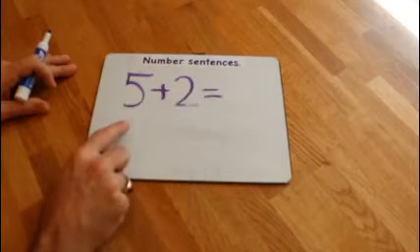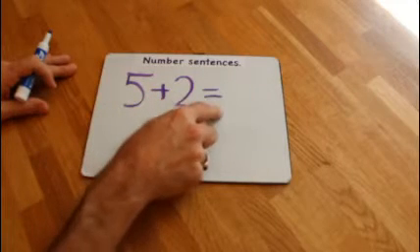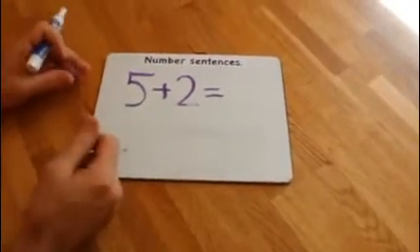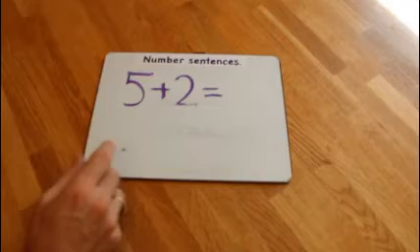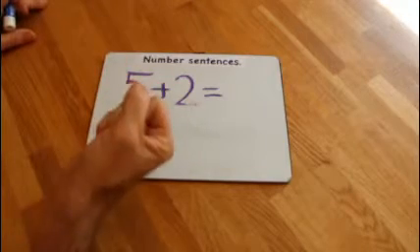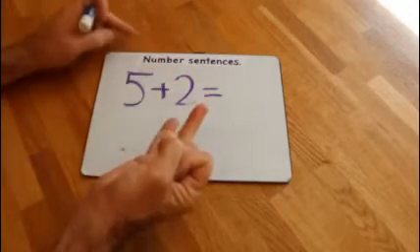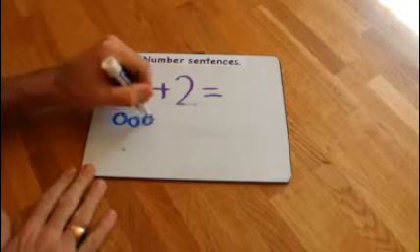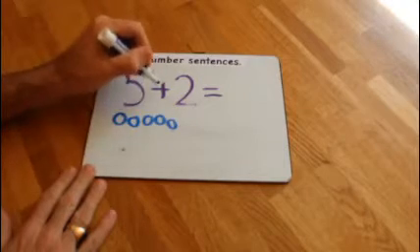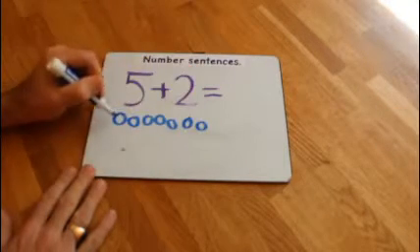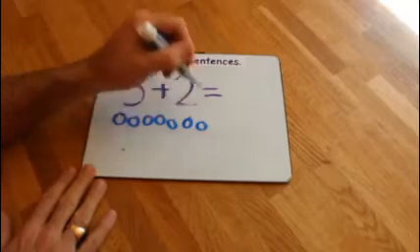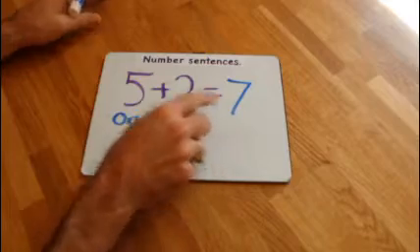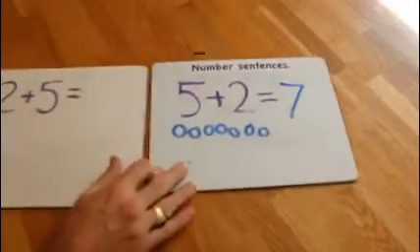Number sentences. 5 plus 2 equals. Remember, the plus means to add, to put two together. So we can do our mental math. We can count on 5, 6, 7. We can also draw our pictures. 1, 2, 3, 4, 5 plus 2 more. 1, 2 equals 1, 2, 3, 4, 5, 6, 7. Read it. 5 plus 2 equals 7. Let's slide that one over.